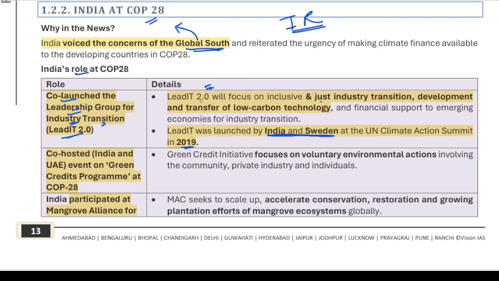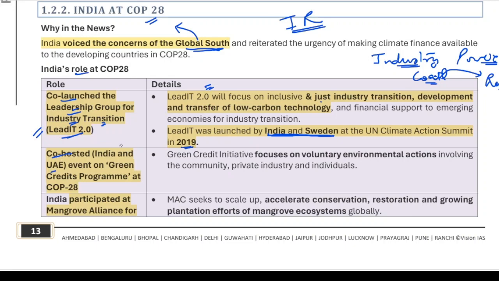As the name suggests, whatever industries are there have very high power demand, and power comes from coal and fossil fuels. So we have to transition from coal-based to renewable-based sources. LEAD 2.0 will focus on that matter only. Now we will move to another segment.